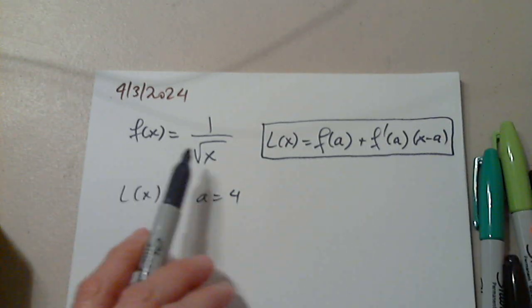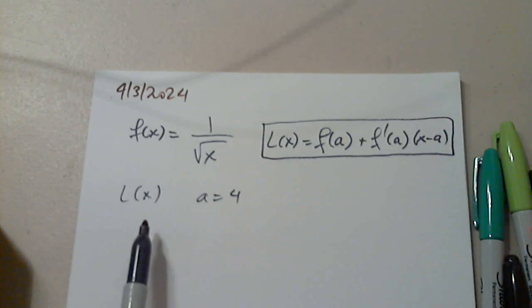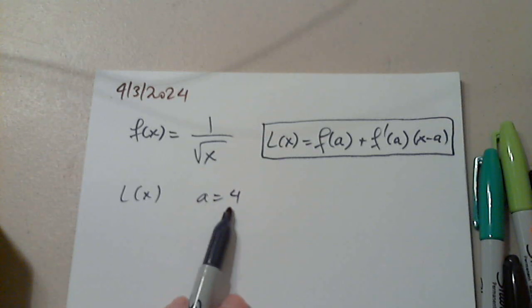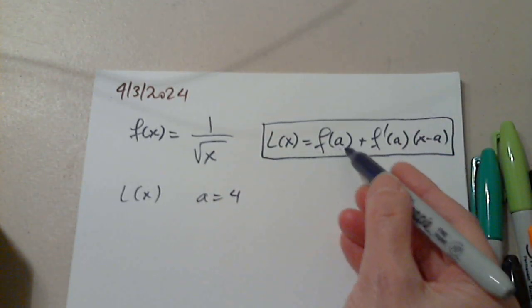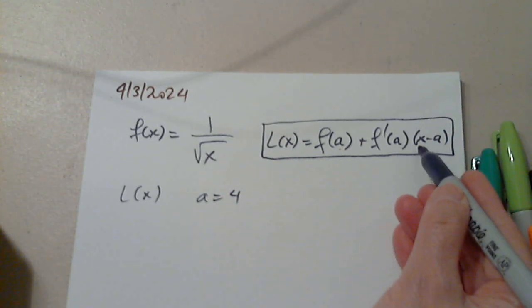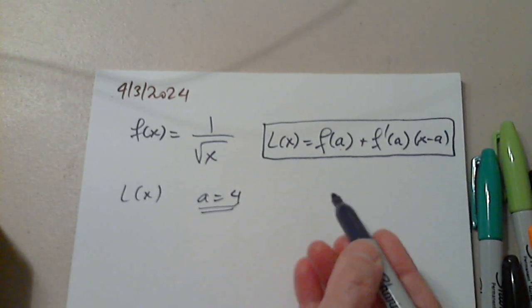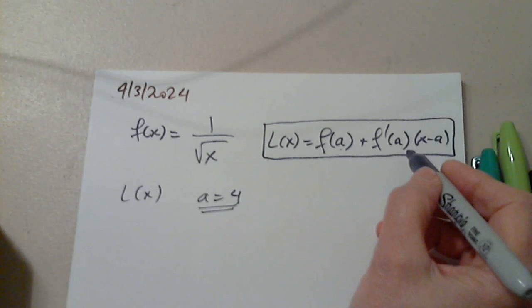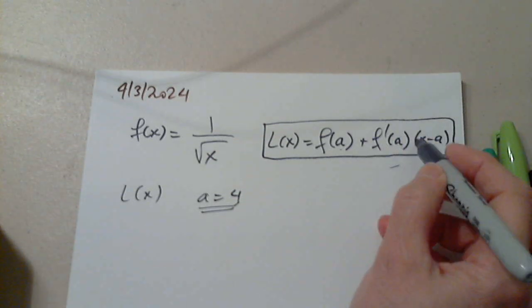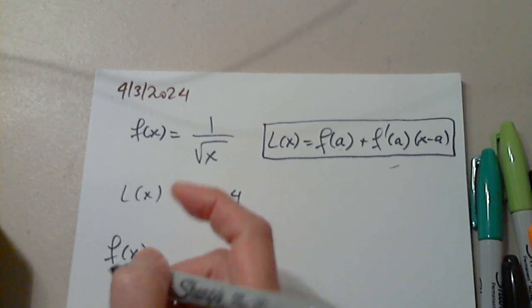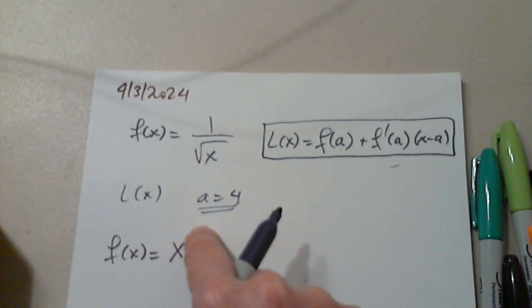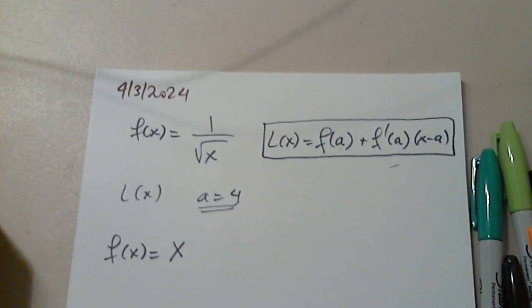Okay, so we have a function. We want to find the linearization of this function when a is 4. So all we have to do, remember, this is f of 4, this is f prime of 4, and this is x minus 4. That's all I need to find. Just plug it in. In addition, I need f prime of a. This is not convenient, but this, to which power, is convenient.